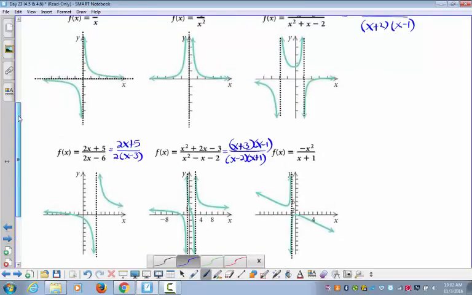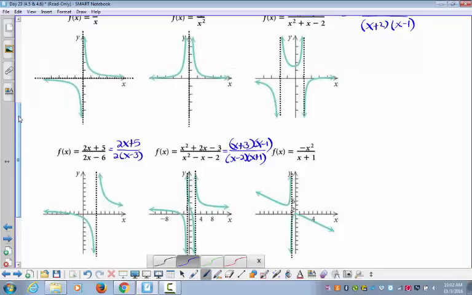So vertical asymptotes, it's probably the easiest piece. You look in the denominator, you find the zeros, and as long as the numerator is not simultaneously 0, you have a vertical asymptote. And an important feature of a vertical asymptote is that it's never crossed. The graph cannot cross a vertical asymptote.